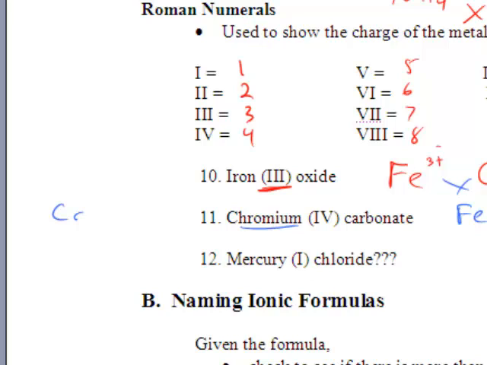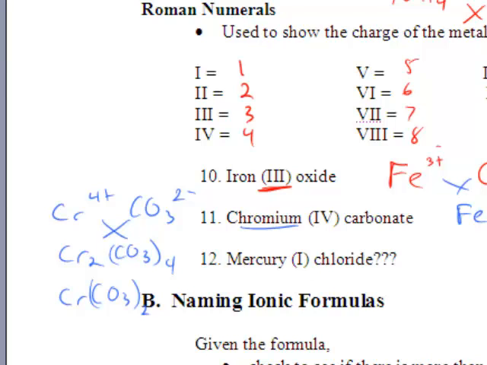Same thing here with chromium carbonate. Chromium, it's showing that it's a 4 plus charge. Carbonate is a 2 minus charge. Just like anytime we have fractions or ratios, they have to be in lowest terms. When we do our swap and drop, we would get Cr2(CO3)4, but this isn't the lowest reduced form, so we have to simplify it.